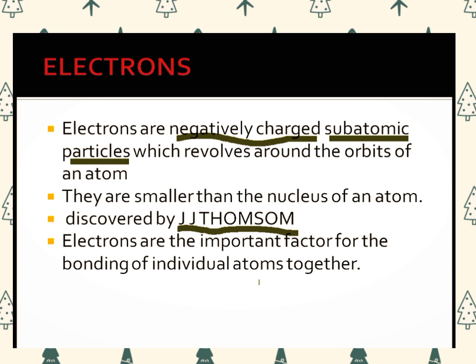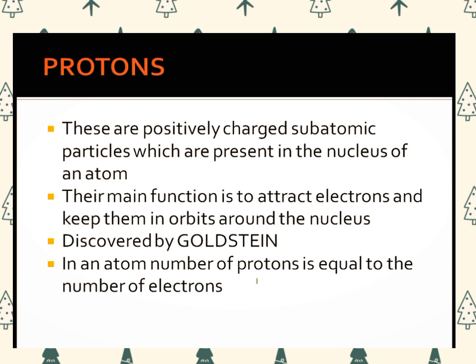Next, we should move on to protons. These are positively charged subatomic particles which are present in the nucleus of an atom. Their main function is to attract electrons and keep them in the orbits around the nucleus. They were first observed by Goldstein. Goldstein only stated that there were other particles along with neutrons in the nucleus, but further Rutherford stated that they were positively charged protons. In an atom, the number of protons is always equal to the number of electrons.